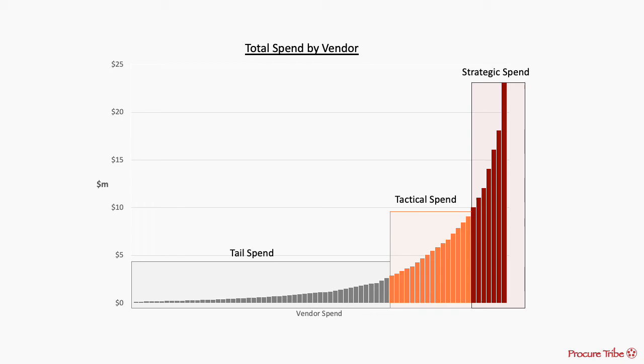I recall managing a $15 million contract, which was a critical maintenance agreement for the production line that produced $1 billion of revenue every year. A failure in that contract would cost the business tens, perhaps even hundreds of millions in revenue. So the contract was clearly a strategic contract, even though the spend was so small in comparison to the total business expenditure.